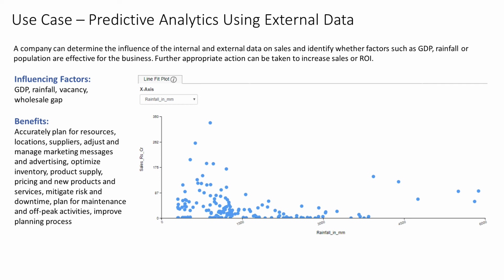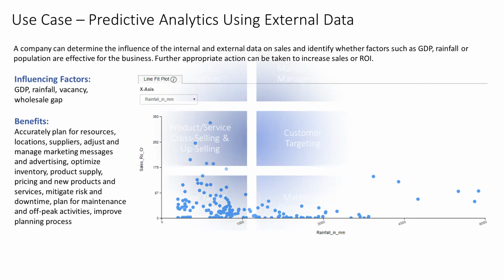This type of analysis benefits a business by helping it to plan for resources, locations, partners, suppliers, marketing messages, supply, pricing, the development of new products and services, all to satisfy a niche, mitigate risk, and assess liability and other considerations. To perform this kind of analysis, the business might use the multiple linear regression technique.